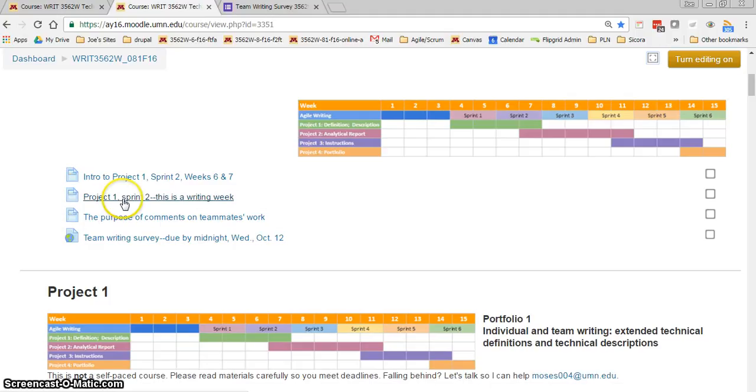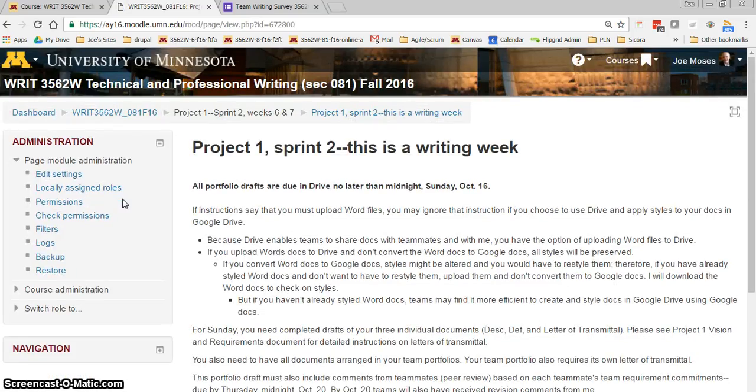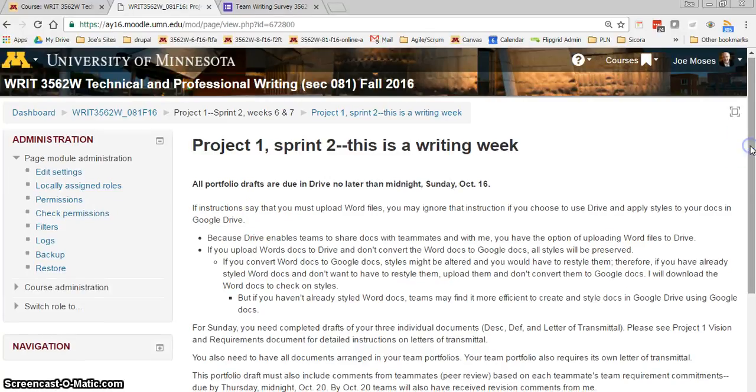Project 1 Sprint 2, this is a writing week, is a link that outlines this week's work. And so to begin, we have your portfolio is due in draft form by Sunday at midnight. That's Sunday the 16th. And there's been some interesting conversations about the format that your final portfolio needs to take.